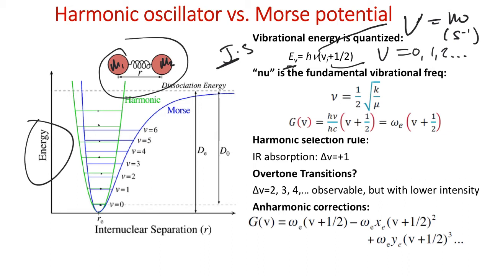Now, nu, the fundamental vibrational frequency, units inverse seconds, is related to two properties of the bond. One of them is the force constant k, and then mu is the reduced mass. So reduced mass is simply the product of the masses divided by the sum of the masses. So that's our reduced mass mu. So we've got nu, mu, and v, similar sounding in terms of mu and nu, and then similar looking in terms of v and nu, but completely different in terms of what they're representing.